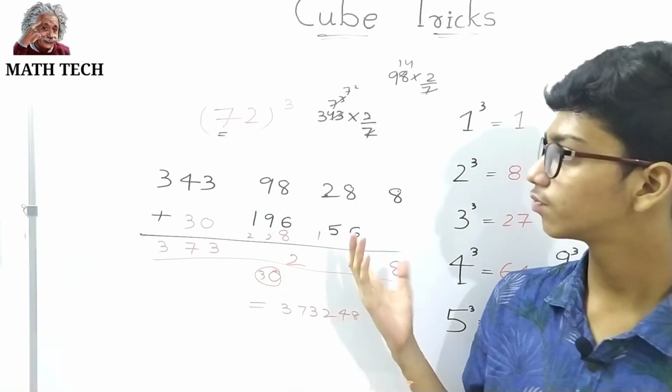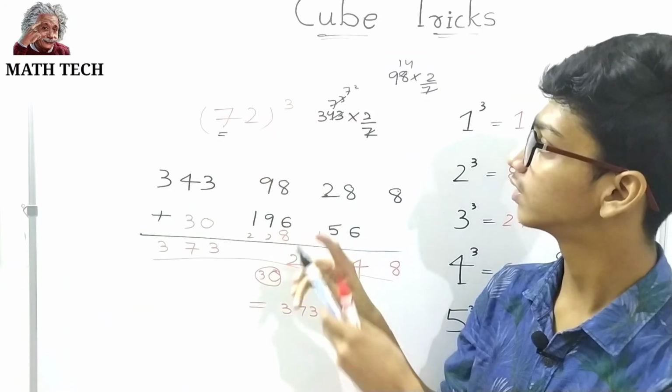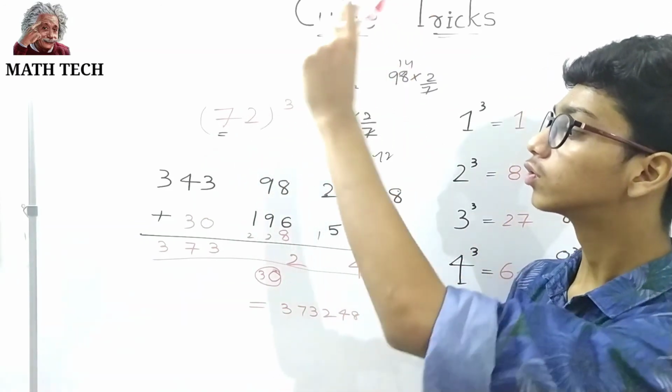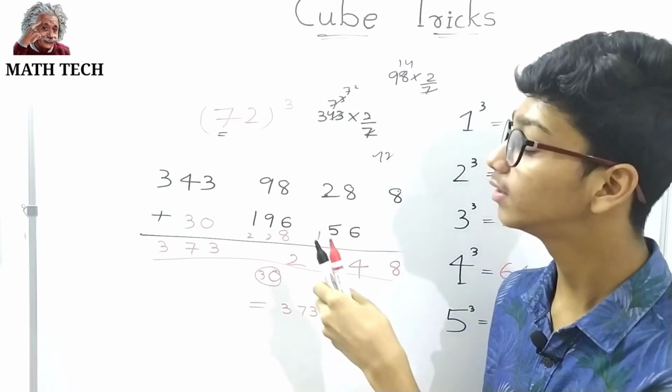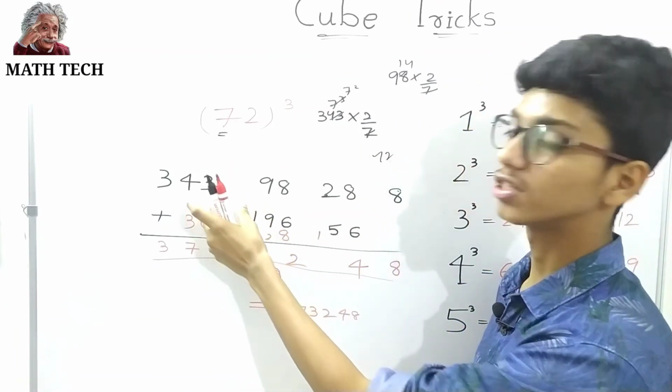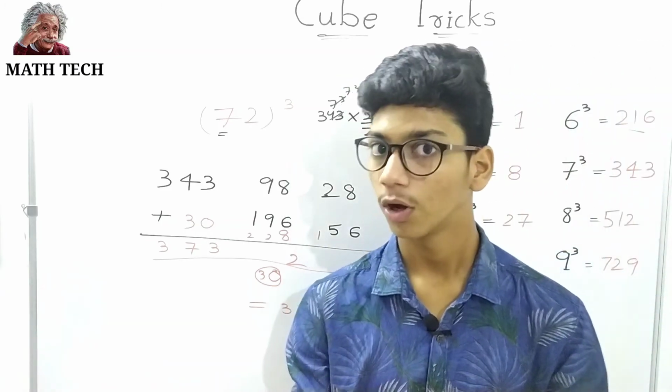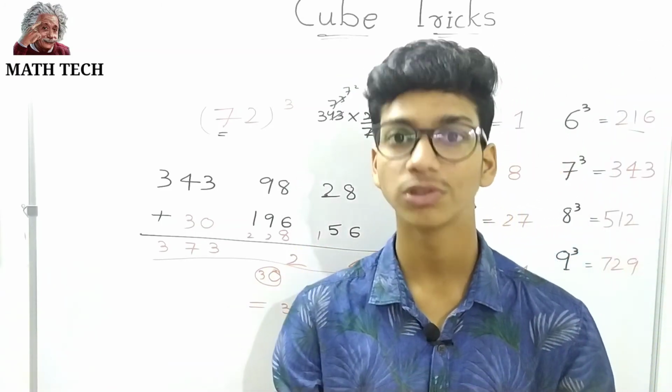In competitive exams, you don't have the time to find 72 into 72 into 72, the cube of 72. In those situations, we use this type of trick. I hope you understand this trick and you love this video.